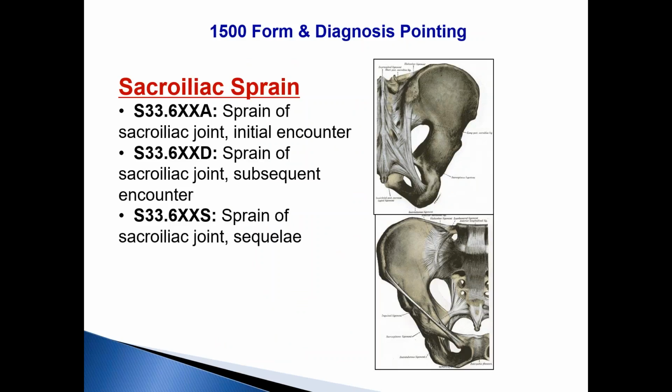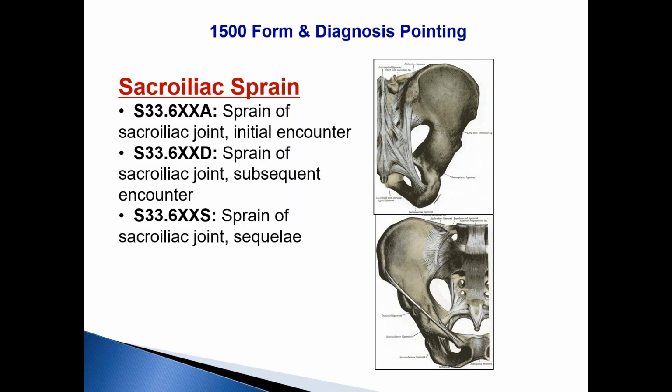Where am I doing the massage? 97124. It's on the shoulder, E and F. E is rotator cuff. F is shoulder pain. So I'm showing the health plan, or anybody that's looking at my claim, I'm trying to tell a story. Adjustment on the spine, therapeutic exercises on the spine, doing the massage on the shoulder. Now I mentioned S33.6, sacroiliac joint sprain.